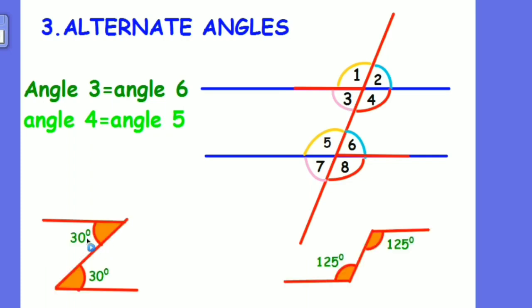First angle is 30 degrees, then what about the next angle? This is also 30 degrees. It's forming a letter Z. Here the first angle is 125 degrees, and this is also 125 degrees. So Z angles, or alternate angles, are equal. This is the third property.